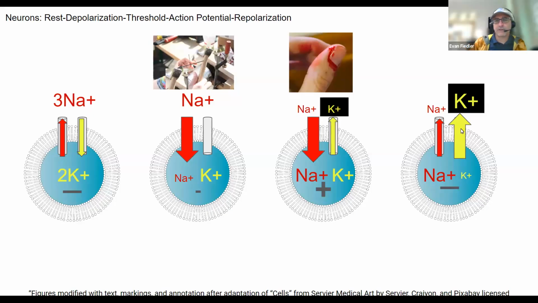Okay, so we're going to look at nerve cells, and the key to understanding how they change as far as the voltage change and when they're going to fire is knowing the starting point. You want to know the starting point really well. If you know the starting point, you won't have an issue moving forward. So in the starting point we see here, we have 2 potassium ions inside, 3 sodium ions outside.